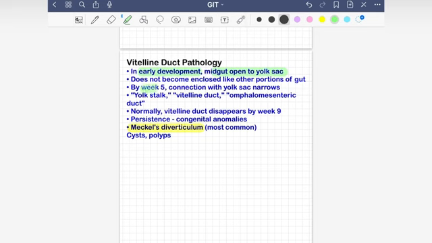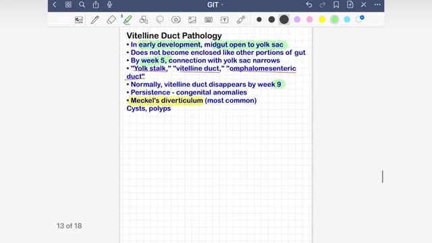The connection with the yolk sac starts to narrow, and this narrowing is called the vitelline duct. That's sometimes also called a yolk stalk or the omphalomesenteric duct. And normally it will disappear by about week 9. If it persists for any reason, you can develop a couple of different congenital anomalies. The most common and the most important is diverticulum. But you can also develop cyst and polyp.